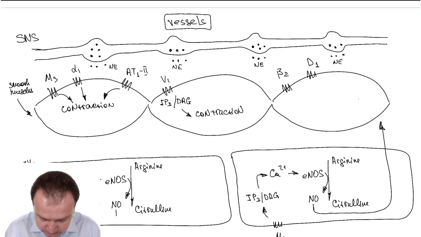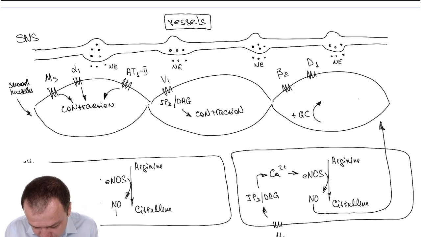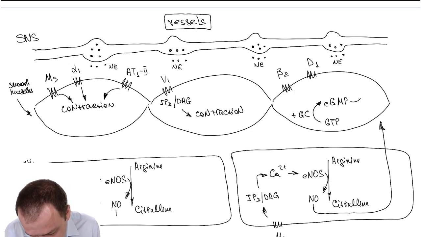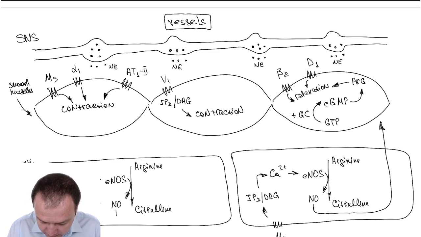Inside the smooth muscle cells, the nitric oxide molecule stimulates guanylyl cyclase. And in response to stimulation, guanylyl cyclase converts GTP to cGMP. And cGMP activates protein kinase G, and this causes relaxation of smooth muscles.